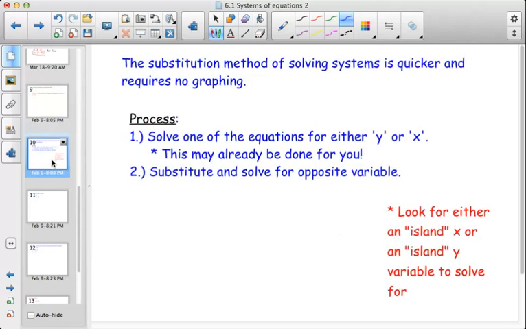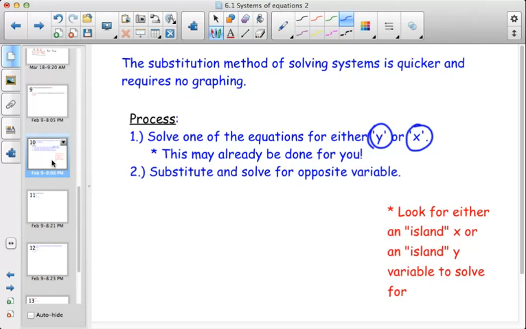So the substitution method is a process that involves substituting a certain equation or a certain expression into the other equation so that we can solve this a little bit more algebraically. The substitution method requires no graphing. The process is to solve one of the equations for either x or y. This may already be done for you, and what I mean by solve is, as we've talked before, you need to get that x or y all by itself and set it equal to something. Step 2 is to substitute that expression into the other equation and solve for the opposite variable.